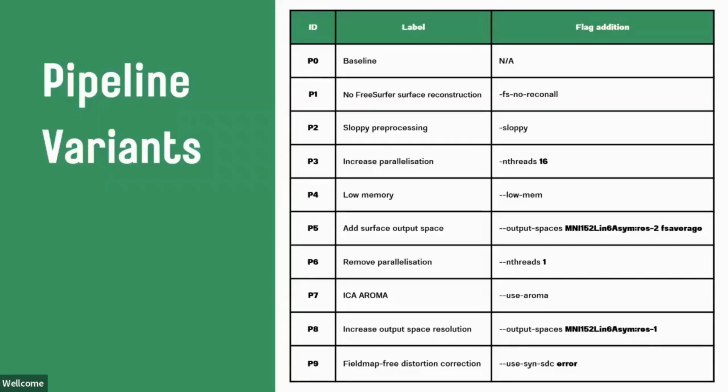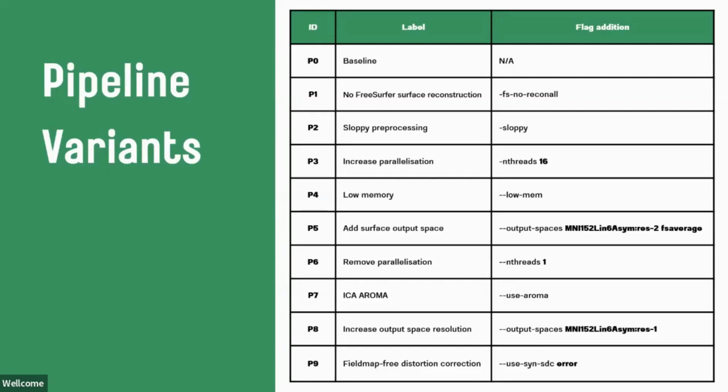So this included a baseline model with default settings in fMRIPrep. We had one where we removed this default step of FreeSurfer surface reconstruction, which is just there in the vanilla version. We did things like increasing and decreasing the amount of parallelization of the job, so diverting resources to it or giving it more resources, and adding steps like the correction of motion artifacts or distortion correction.